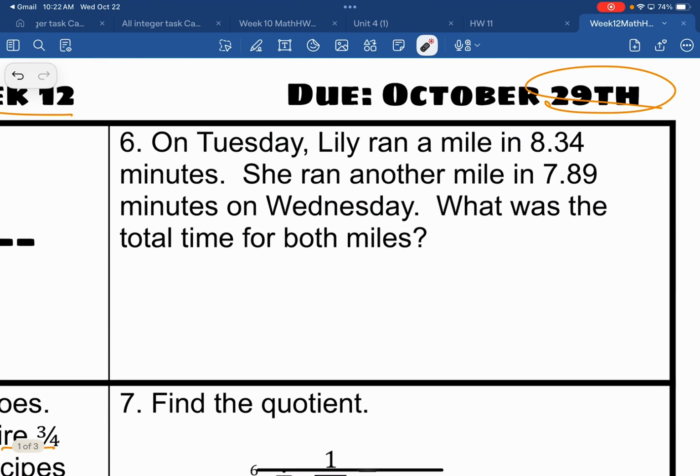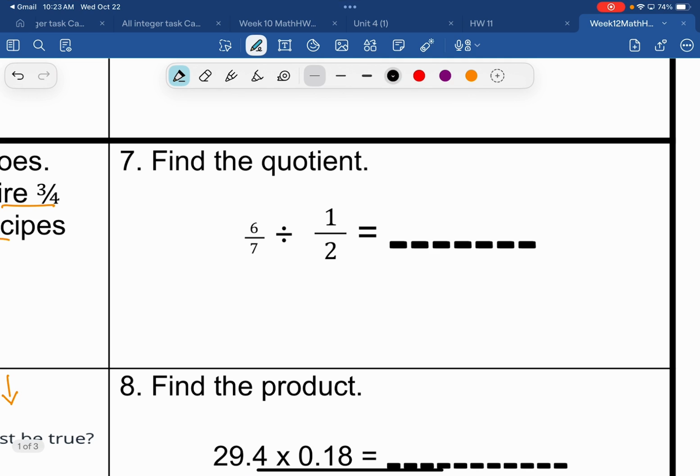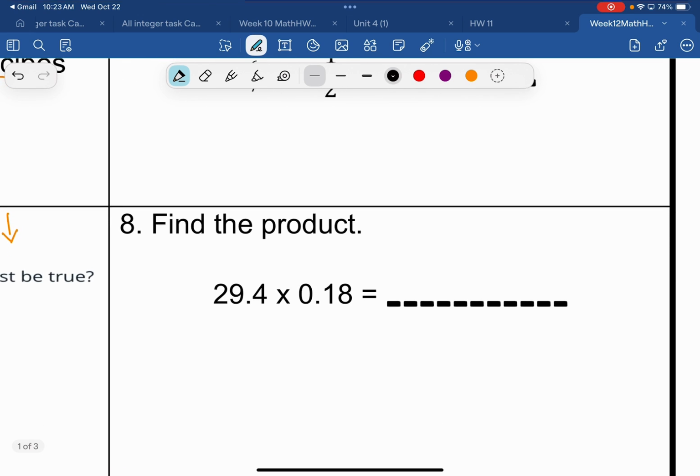Number 6. On Tuesday, Lily ran a mile in 8 minutes and 34 hundredths of a second. She ran another mile in 7 and 89 hundredths minutes. On Wednesday, what was the total for both times? So this is saying that I'm going to be adding. Okay, so I will add. Remember to line up your decimals. Find the quotient. 6/7 divided by 1/2. Remember, keep, change, reciprocal.